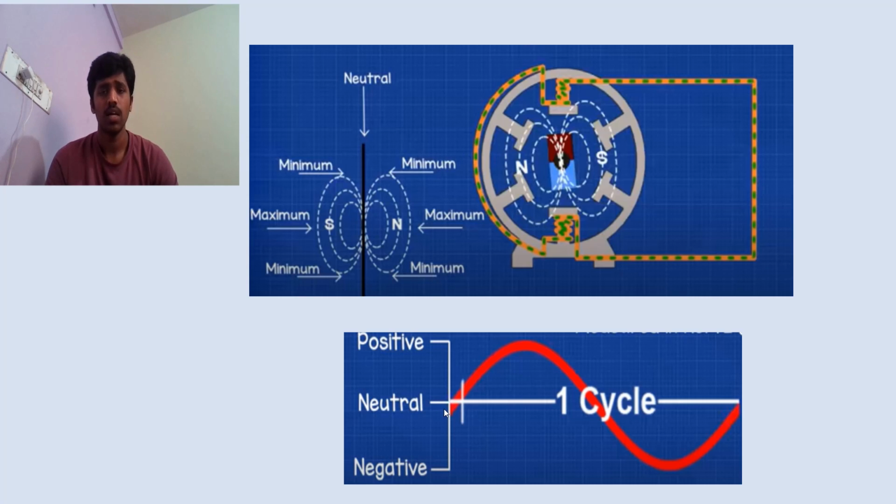So this cycle of vibration continues as long as there is rotation of the magnet, and the complete rotation is called a cycle. So the number of cycles passing through a particular point per second gives us the frequency, and the SI unit which is used to measure frequency is hertz.